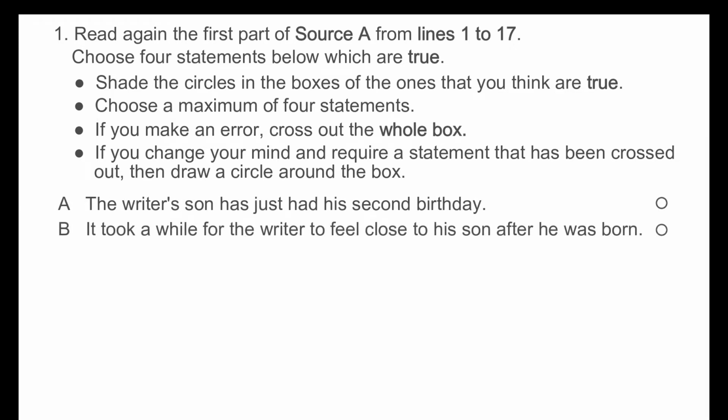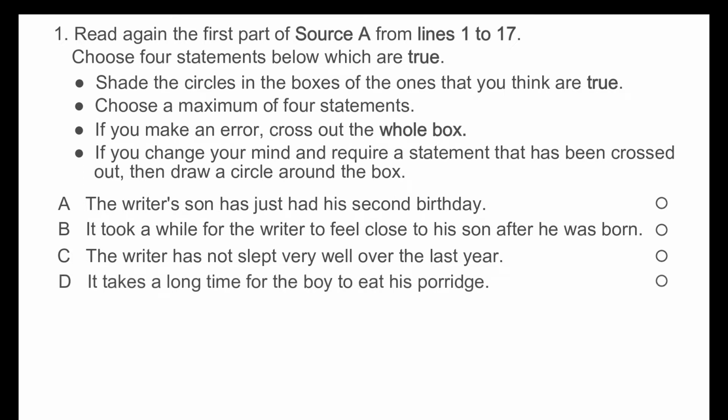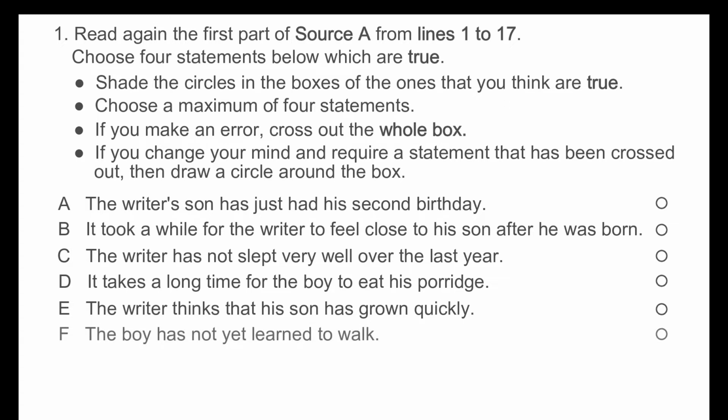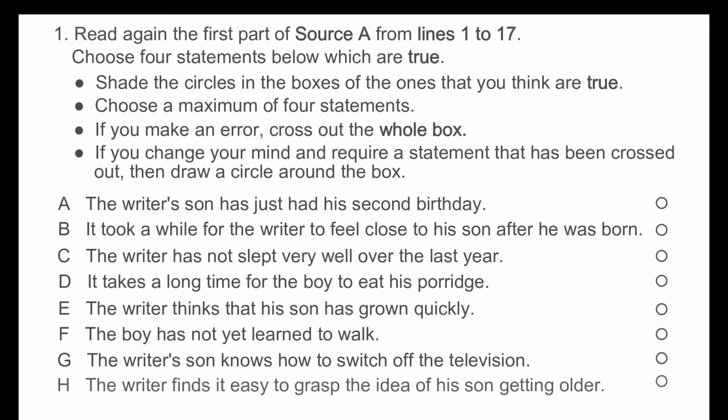A. The writer's son has just had his 2nd birthday. B. It took a while for the writer to feel close to his son after he was born. C. The writer has not slept very well over the last year. D. It takes a long time for the boy to eat his porridge. E. The writer thinks that his son has grown quickly. F. The boy has not yet learned to walk. G. The writer's son knows how to switch off the television. H. The writer finds it easy to grasp the idea of his son getting older.